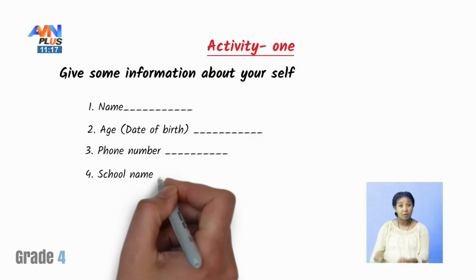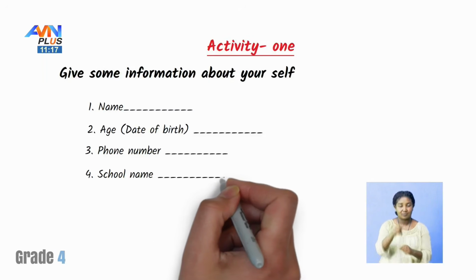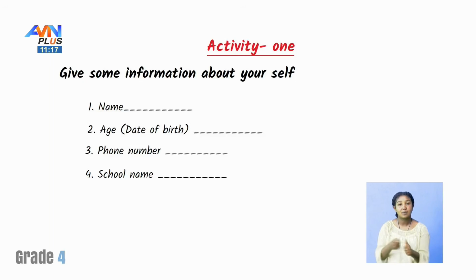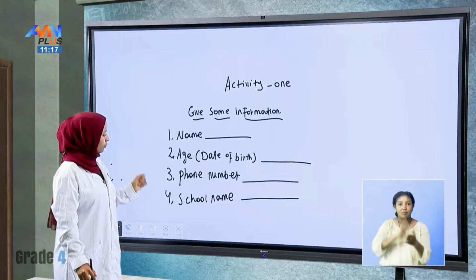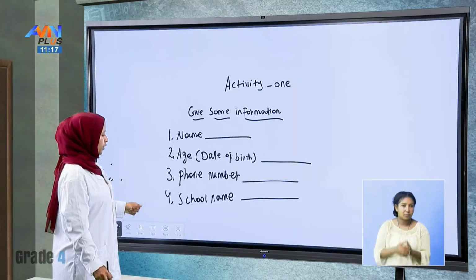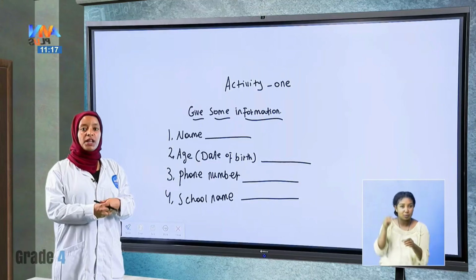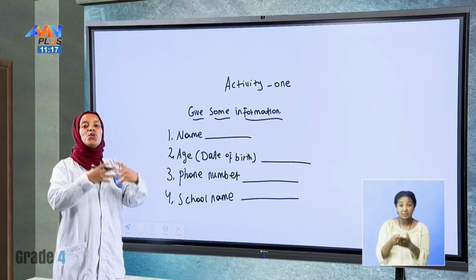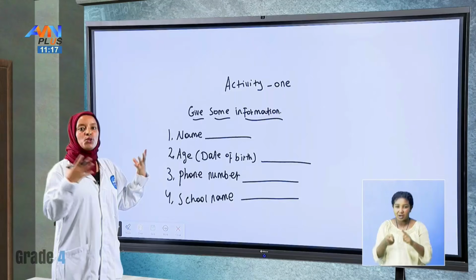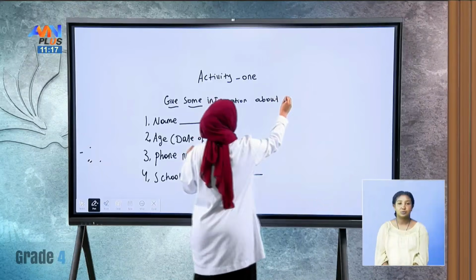Students, let me wait you until you finish this information, your personal information. The first one is your name, age, date of birth, your phone number or your parents' phone number, and also your school name. These all are including your personal information and discuss with your friends and with your parents together. Information about yourself.